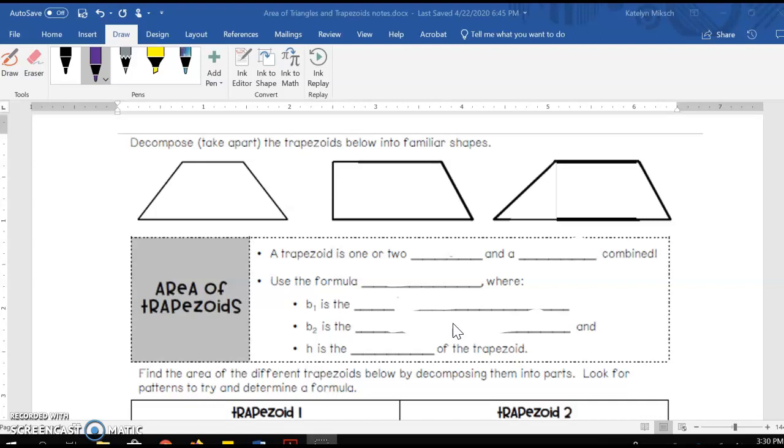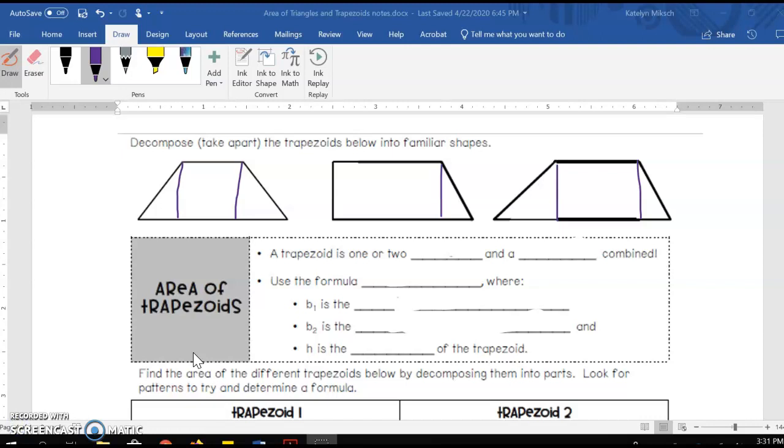So first, let's look at these three trapezoids at the top of the page. And I want you to draw lines to make these trapezoids into other shapes, or decompose them. Try to draw as few lines as possible, and I want you to split them into squares or rectangles and triangles when you're drawing your lines. So go ahead and pause this video and draw your lines now.